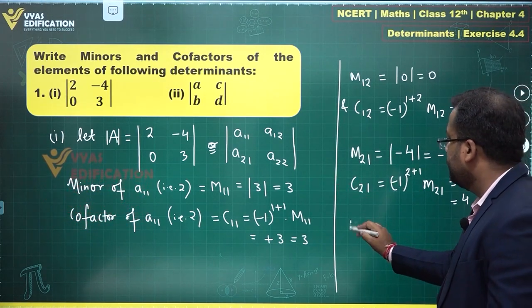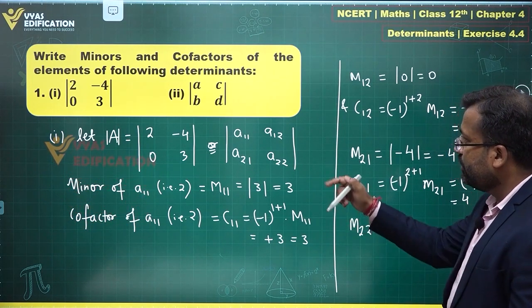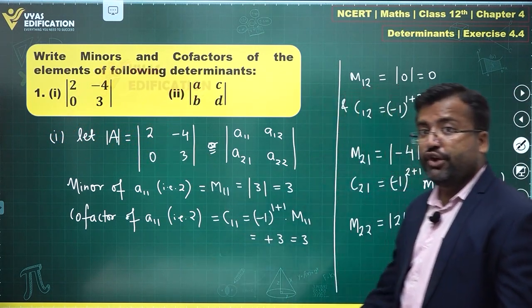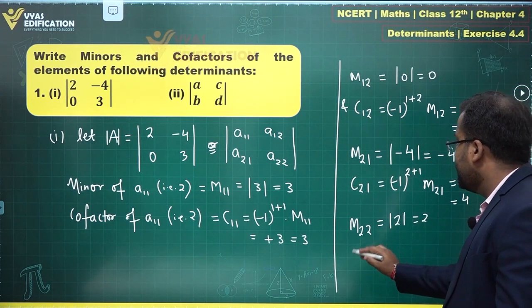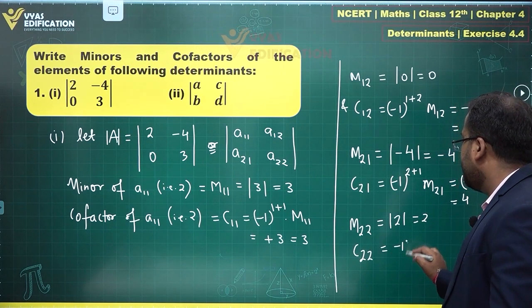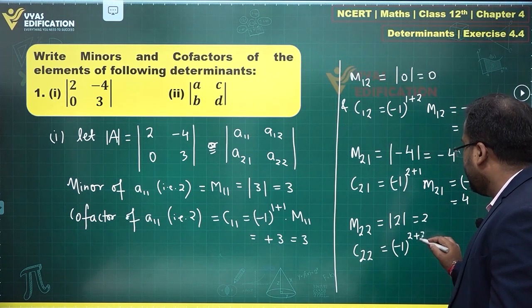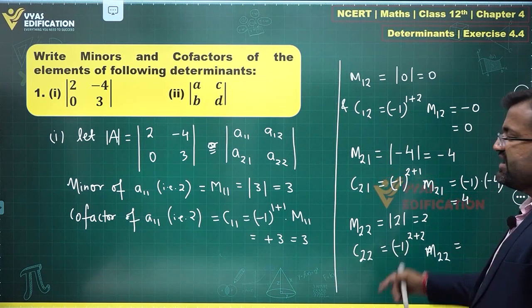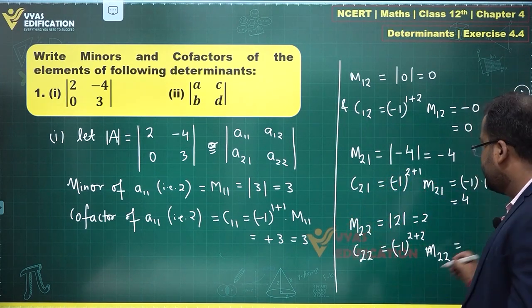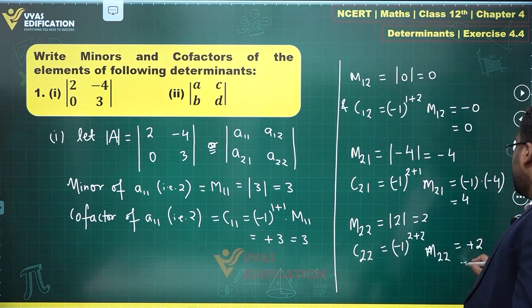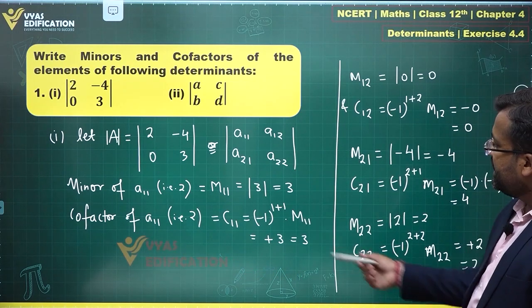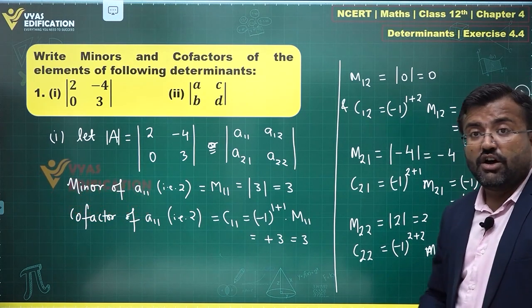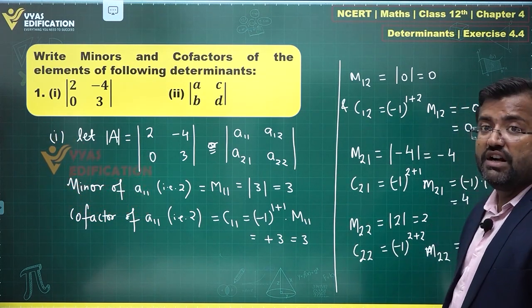Next, what do we have? We have M22 is equal to determinant of this 2. Delete this row and this column containing 3, and what you get is determinant of 2, which is equal to 2. C22 is equal to -1 power 2 plus 2, times M22. This is equal to -1 power 4, which is plus. So this becomes plus M22, which is 2, and this is obviously 2. These are all the minors and cofactors of this first part over here. Please observe this carefully, and then we'll see the second part after this.